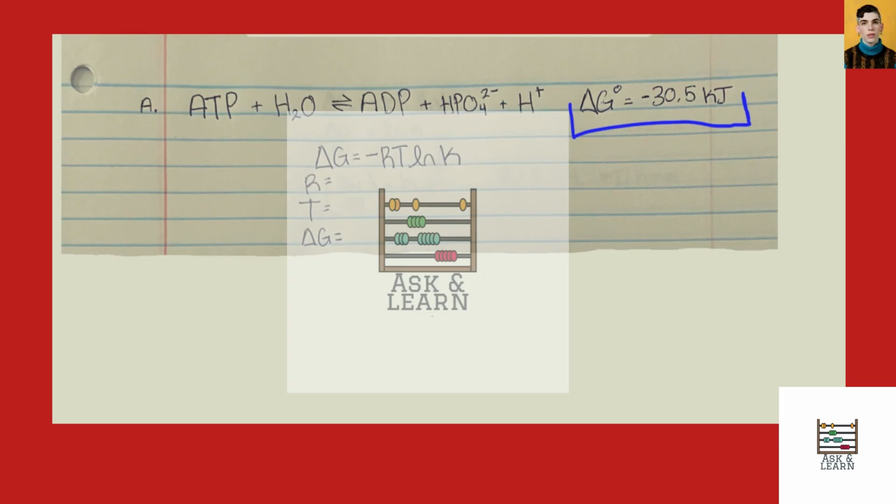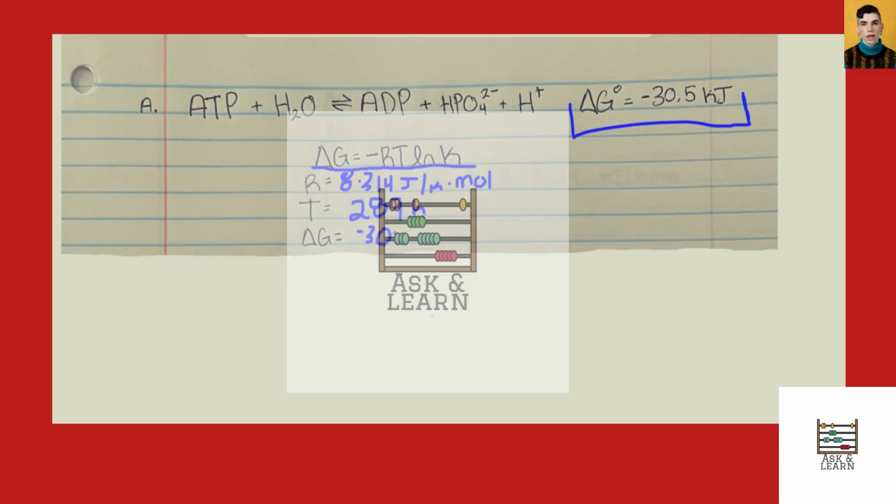From there, in order to find K, we're going to use our equation. We'll be using this a lot today. Delta G equals negative RT ln K. So we should know that R is a constant. It is 8.314 joules per Kelvin mole. We know T is temperature. It's 298 Kelvin. And we know that our delta G is negative 30.5 kilojoules.